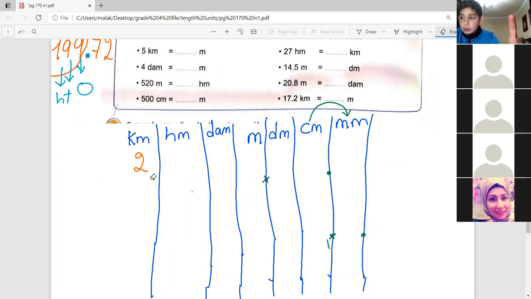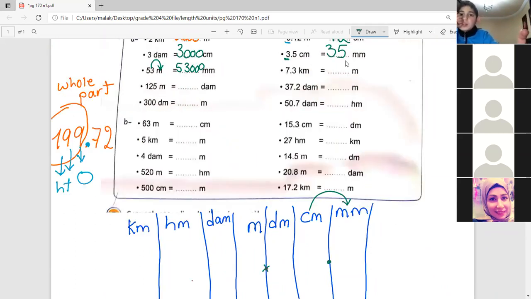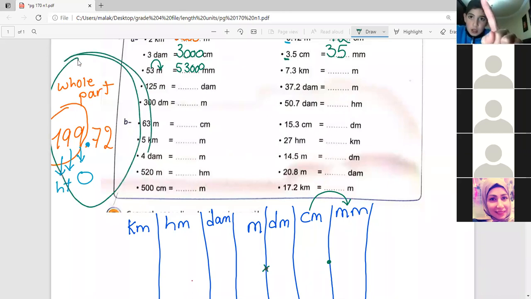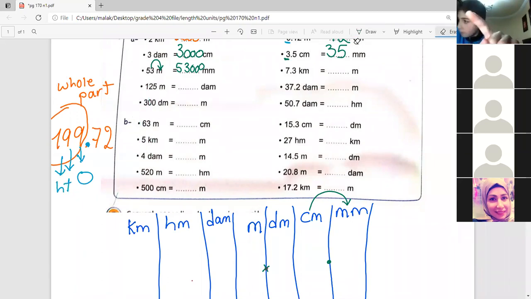Jawad, which digit is the ones digit? 7 or 3? It's 3. No, it's not 3. It's a decimal number. What did I say? Look here at the orange color. When I ask which digit is the ones digit in a decimal number, we look at the whole part, the first digit to the left side of the point. So which digit is the ones? The digit is 7.